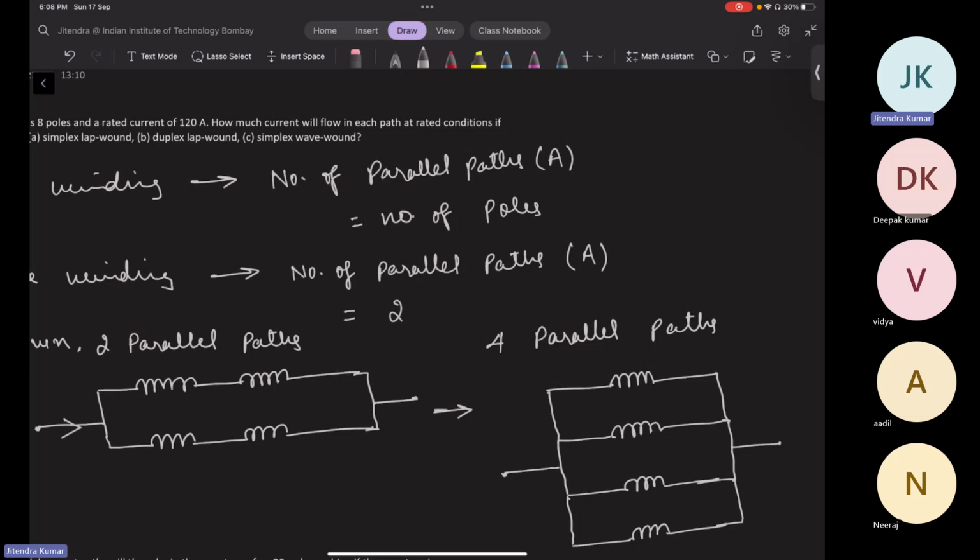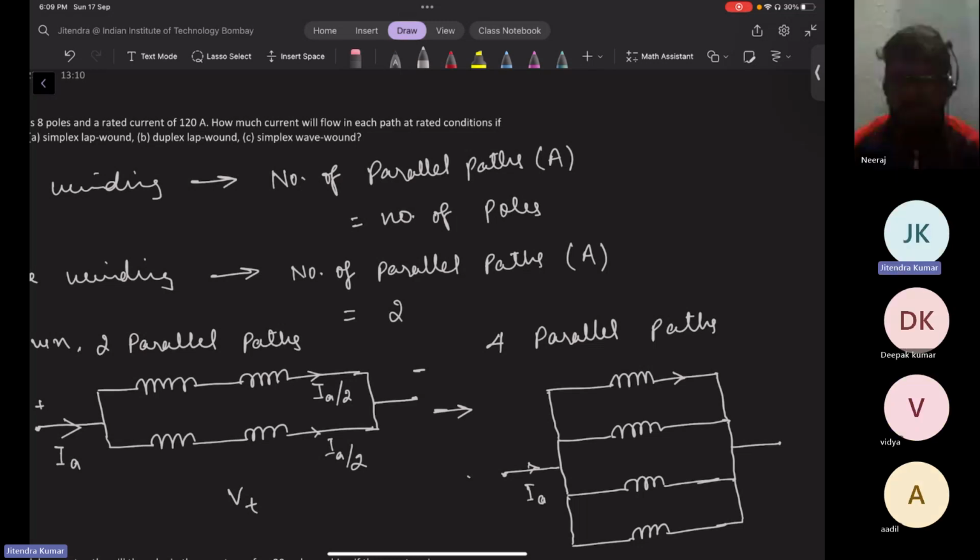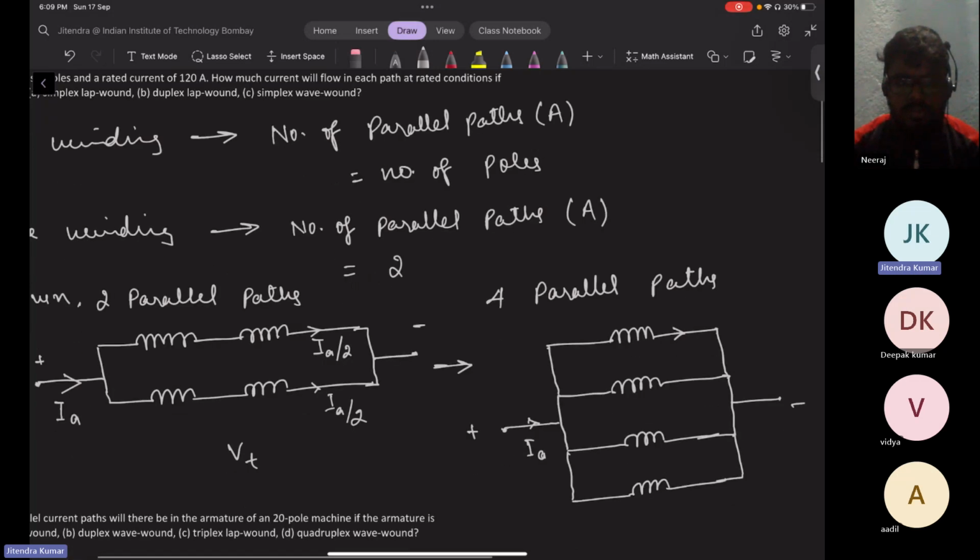Let me also indicate the current. Okay, this is armature current. This is your overall voltage. Now your current will be divided into two parts, IA by 2 and IA by 2. And here also IA is there, plus minus VT.